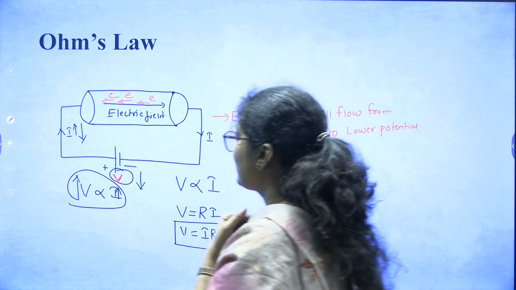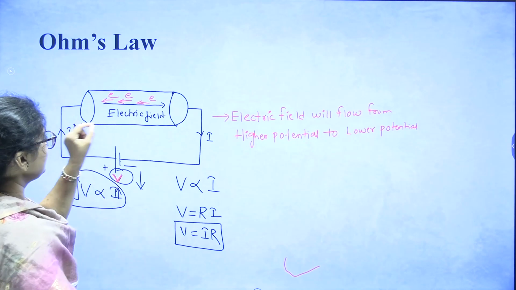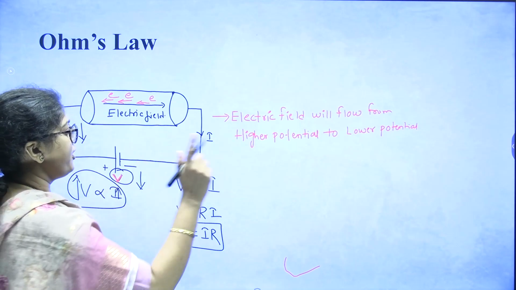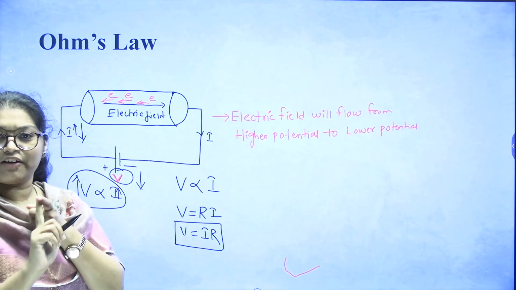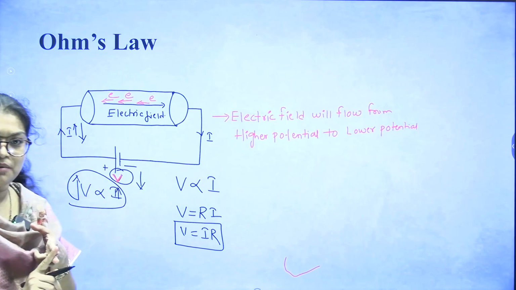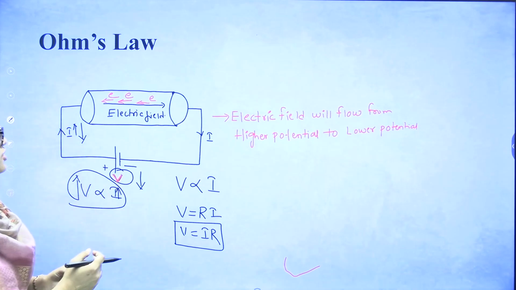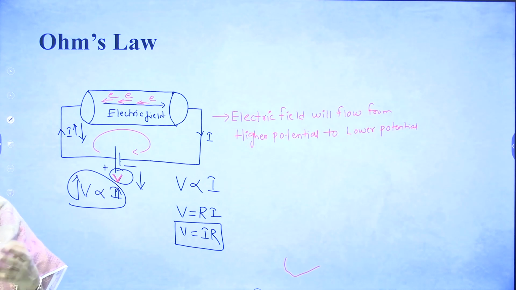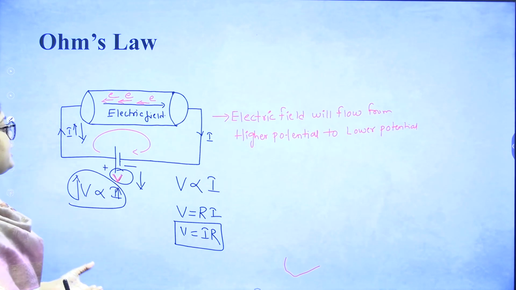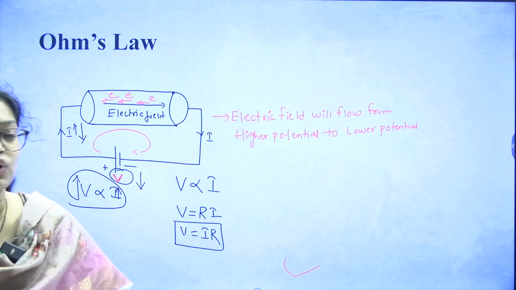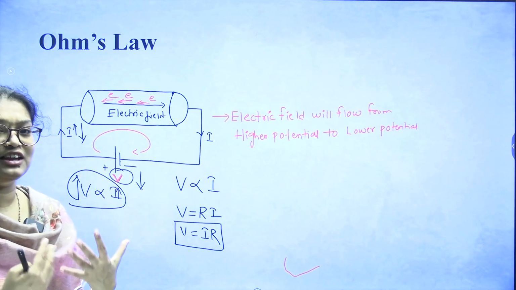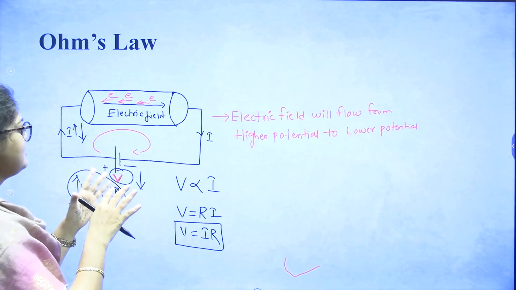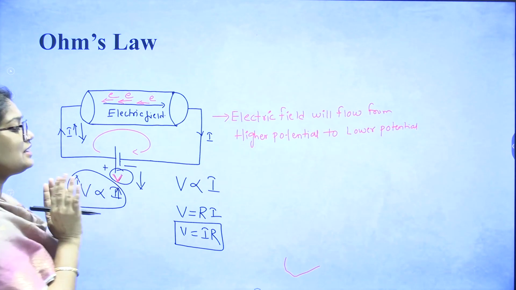Now we'll see how this electric field will have an impact on the electrons. First point, I have connected a battery. Due to this, an electric field is established. That was clear. And we know the direction of the electric field, from higher potential to lower potential. The next point is how this electric field will have an impact on the electrons. The impact here means the direction.